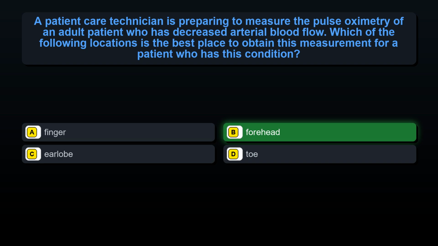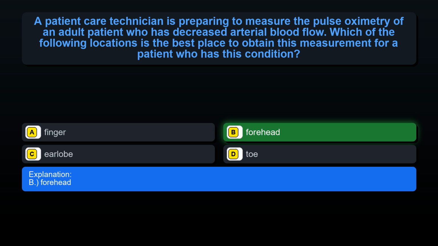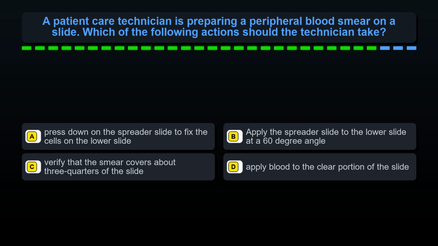The correct answer is option B, forehead. B, forehead. Question 72. A patient care technician is preparing a peripheral blood smear on a slide. Which of the following actions should the technician take? Option A, press down on the spreader slide to fix the cells on the lower slide. Option B, apply the spreader slide to the lower slide at a 60-degree angle. Option C, verify that the smear covers about 3/4 of the slide. Option D, apply blood to the clear portion of the slide.